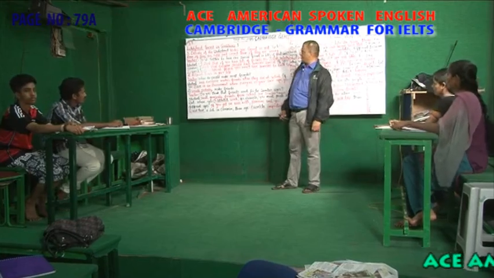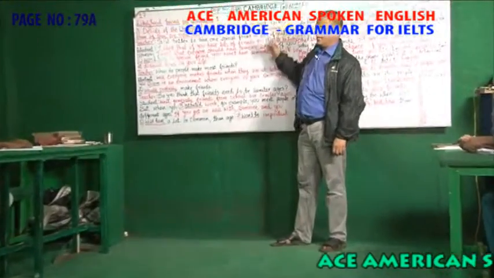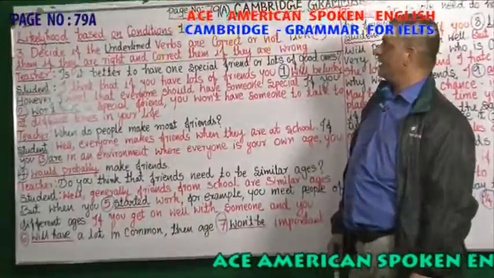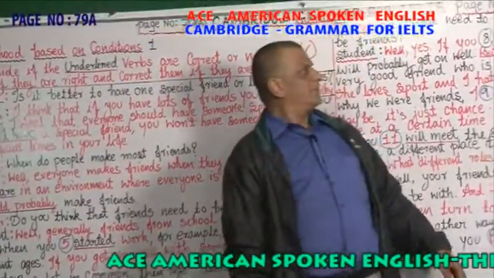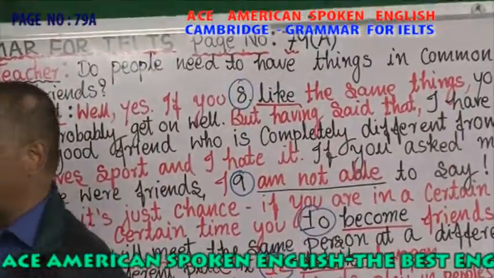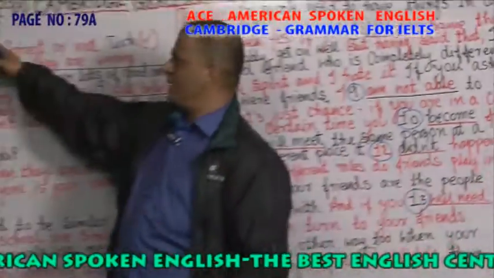An IELTS training center. Take the Cambridge Grammar for IELTS, the International English Language Testing System. You have come to page number 79. So here, likelihood based on conditions.